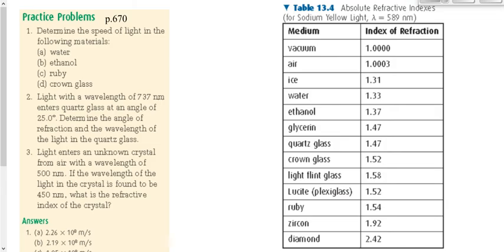Quick look at a little bit of homework we had last night on 670. I want to do one of the questions for number 1. Let's go 1A, and let's do number 2 as well. Number 1A says, what's the speed of light in the following materials? We'll go with water here.